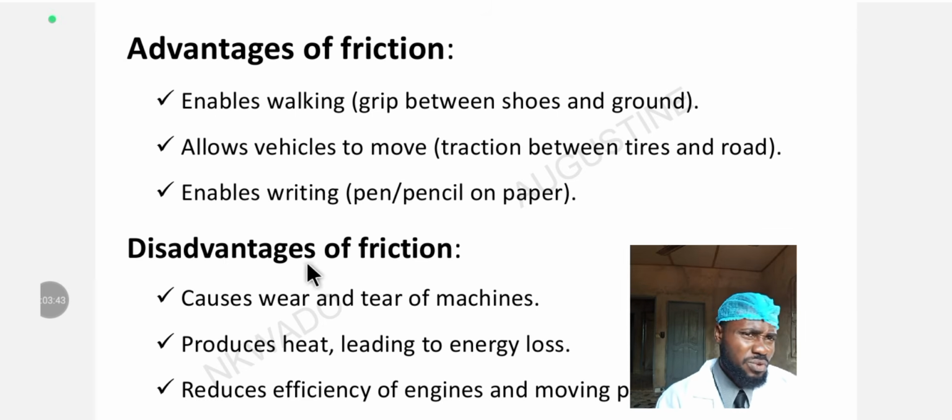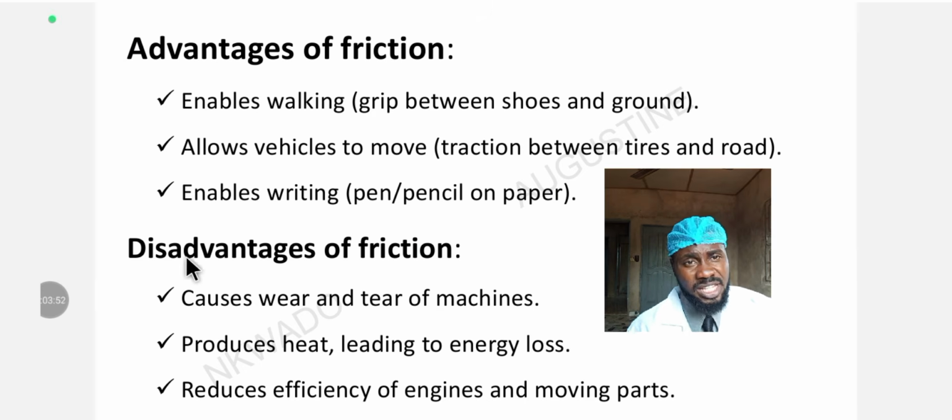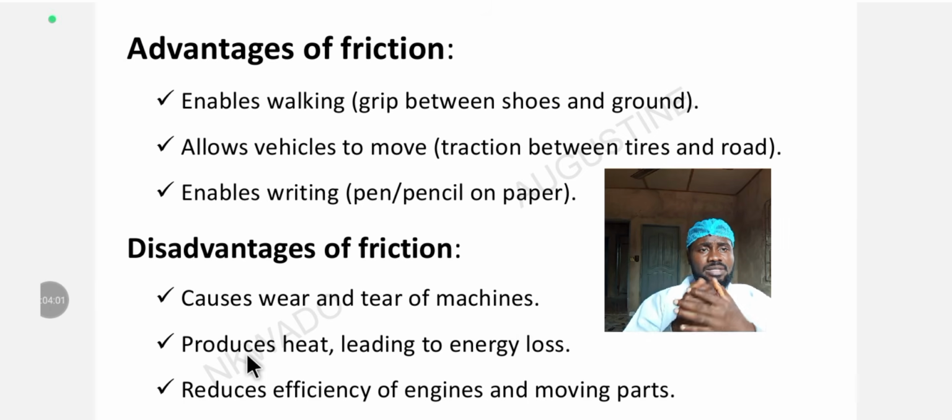Now let's look at the disadvantages of friction. Of course, what has advantages must still have some disadvantages. The first is that friction causes wear and tear of machines. Yes, because of the contact, after some time, it begins to wear. This can be reduced by lubrication. When you add lubricant, it reduces the chances of wear and tear, and makes the moving part or the part exposed to frictional force last longer.